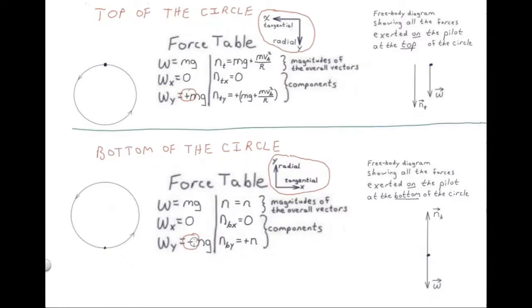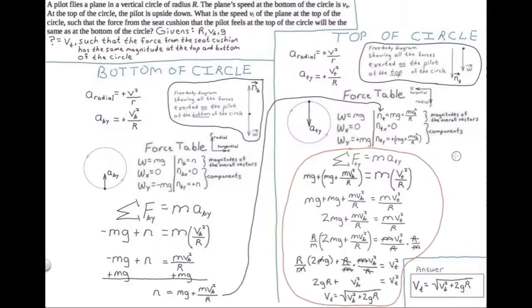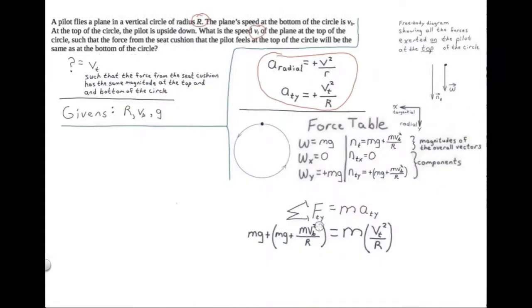Notice that at the bottom of the circle, W sub y was negative, but because we have changed our axes, at the top of the circle, W sub y is now positive. In order to get the problem right, we need to be careful to get all of the signs right in front of all of our components. Now we're ready to work with the Newton's second law y equation applied to the situation at the top of the circle. Remember that these t subscripts stand for top, not for tangential.